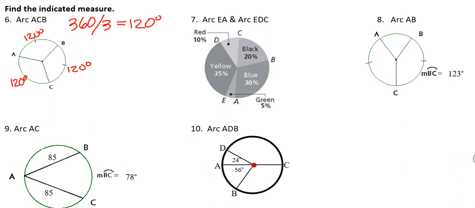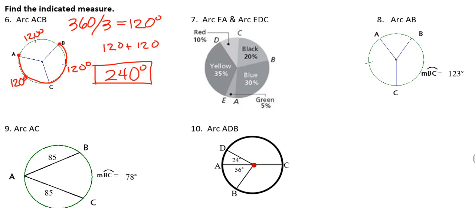Now it's asking us for arc ACB. Remember, we have to do this in the order it's given. So we're going from A down here to C, up here to B. When I do that, I get 120 twice. So 120 plus 120 is equal to 240 degrees, and that is our answer. We're going to go over here to number 7.